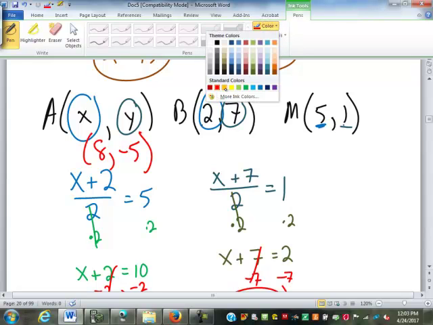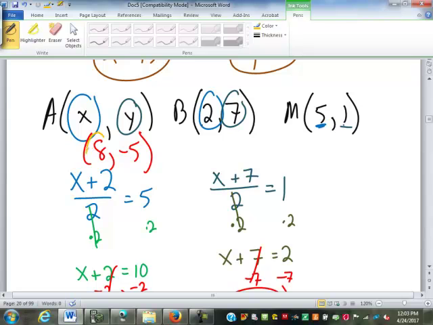So again, let's double check this. We have 8 plus 2 is 10, divided by 2 is 5. That works. Negative 5 plus 7 is 2, divided by 2 is 1. So yes, 8, negative 5 works as our solution.